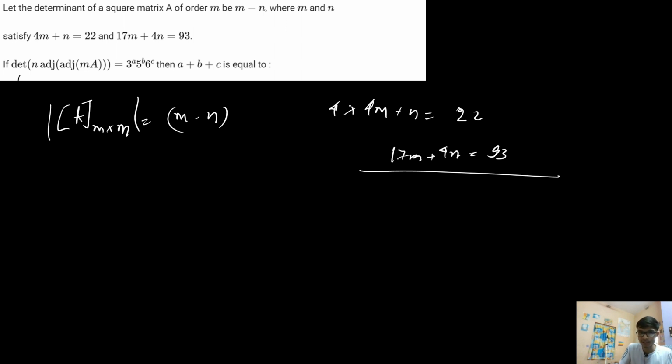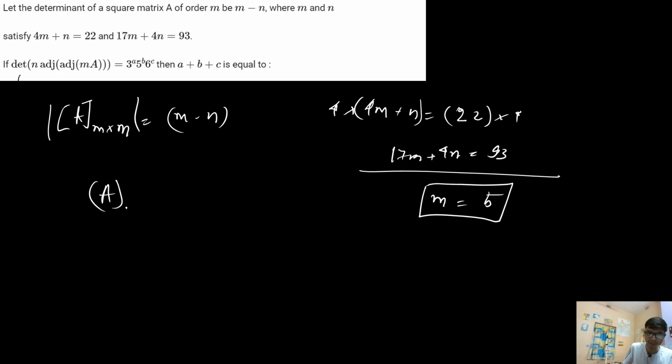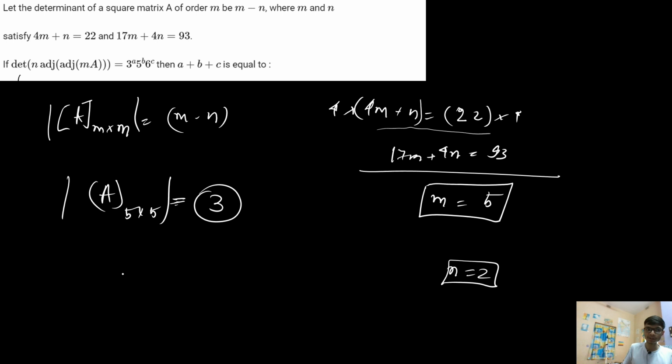Now if I multiply the first relation by 4 and then subtract, the 4n and 4n cancel, and 17m minus 16m is m, and 93 minus 88 is equal to 5. So from here I get that the order of the matrix is 5 cross 5, and its determinant value is equal to 5 minus n. Calculating n from the first equation, that is 20 plus n is equal to 22, from here I get the value of n as 2. So here we can write the determinant value is 3. Okay, so I have this particular thing clear.